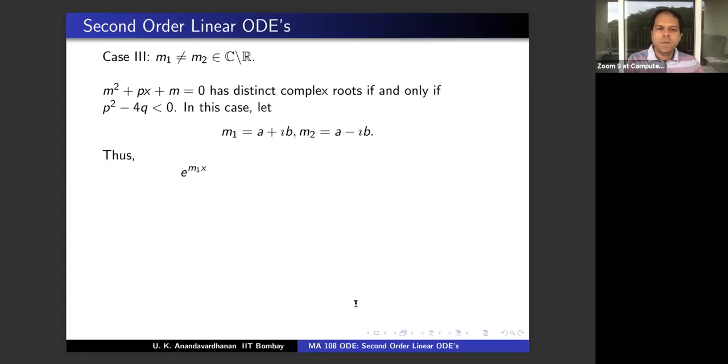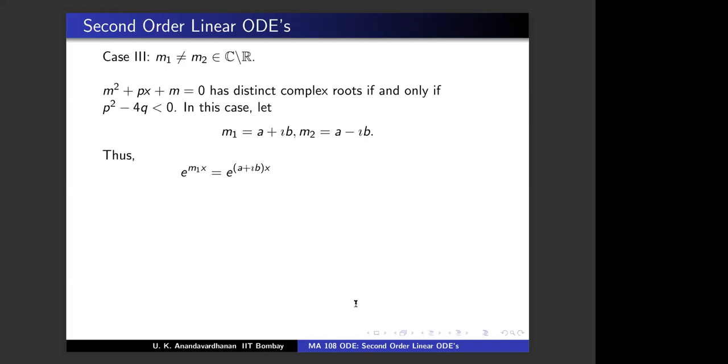So M1 is a plus ib, M2 is a minus ib. So what is e power M1 x? e power M1 x is e power (a plus ib)x, which is e power ax times e power ibx. But what is e power ibx? See, you would like every function to be real functions, not complex. So I don't like i because that's a purely complex number. So what is e power ibx in terms of real functions?